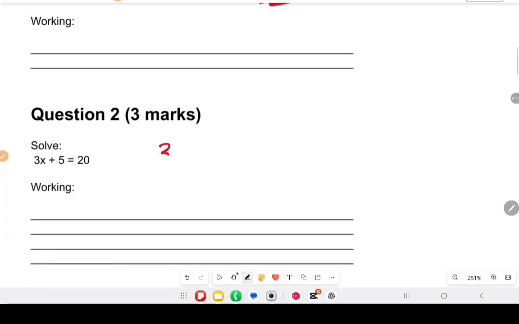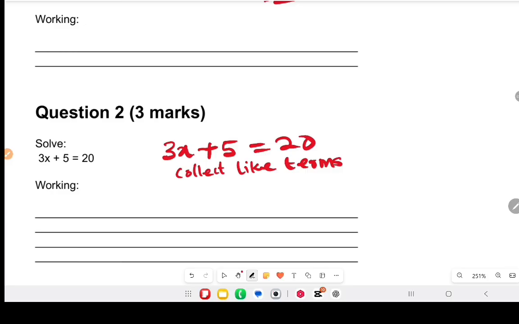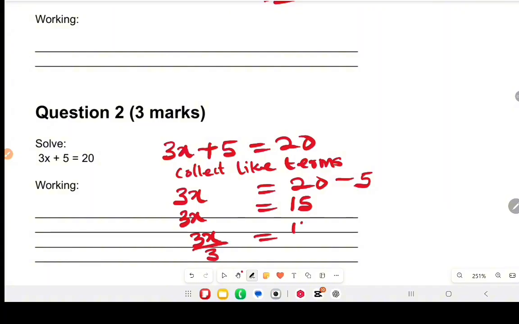In this linear equation, we have 3x plus 5 equal to 20. What we do, we collect like terms. When we collect like terms, meaning numbers to one side, we have 3x equal to 20 minus 5, because crossing the sign of equality becomes minus 5. We have 3x equal to 15. Next step, we divide both sides by 3. We have 3x over 3 equals 15 over 3. 3 will cancel 3, left with x equal to 5 as the answer.